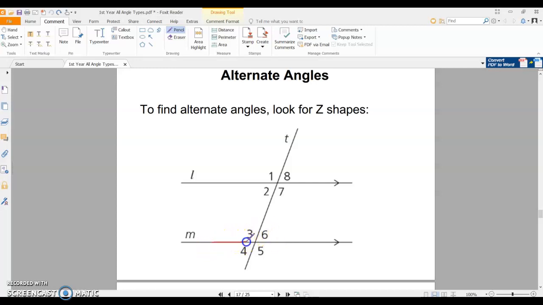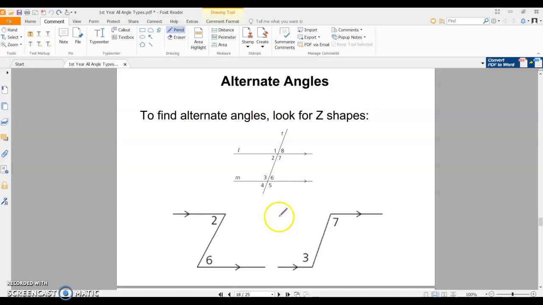So the other Z shape on this diagram is there, okay, and it's the 3 and the 7 that are inside the Z here. If you straighten that up, you might see it a little bit better. But 3 and 7 there are alternate, which means they are equal. So whatever 3 is equal to, if you were given 3 in a question, you could say 7 is equal to it because they are alternate.